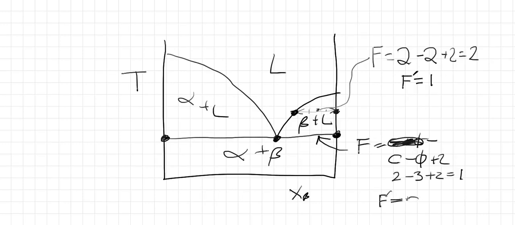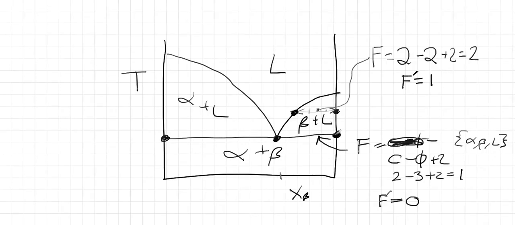So F prime is equal to 1 less than that. It's equal to 0. What does that mean? That means you don't get to choose the temperature or the pressure. If you have all three phases present, and what are those three phases? They are alpha, beta, and liquid. If all three of those are present, then it must be that you're at this temperature, the eutectic temperature. And it must be the composition of the liquid is this, right? So, I don't know, it looks like about 75% B.